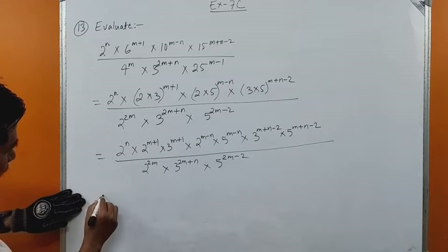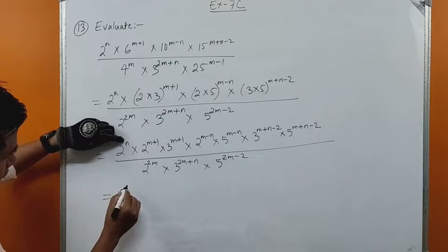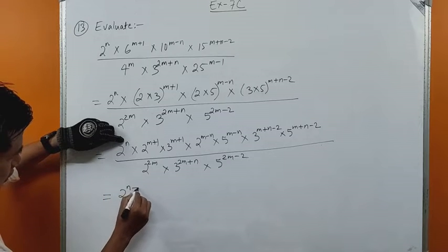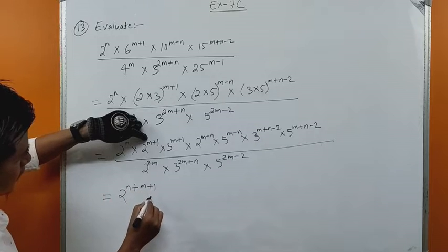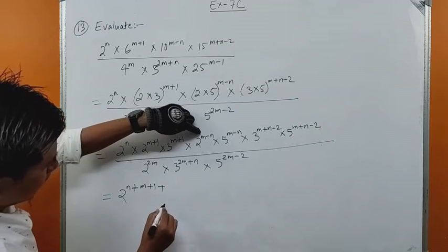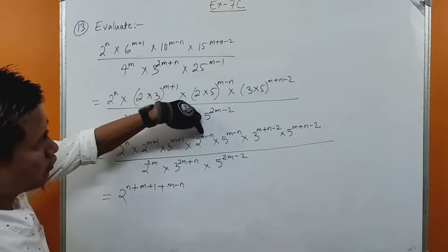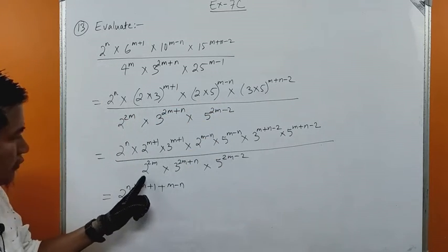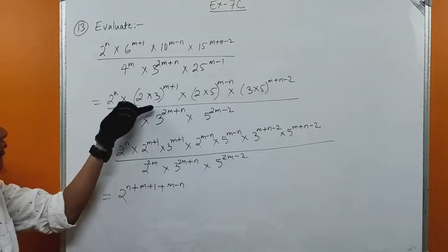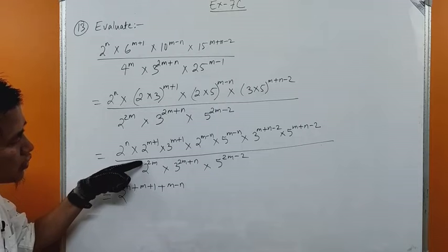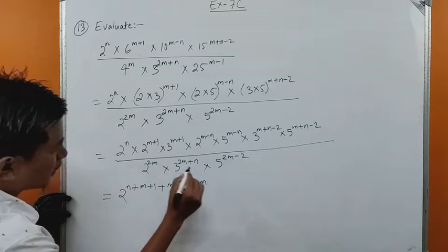So let me start from here. 2 to the power n plus m plus 1 plus m minus n. Now we don't have any 2 in the numerator, so we have 2 to the power 2m in the denominator. We bring this to the numerator, and the sign of the power changes to minus, so minus 2m.